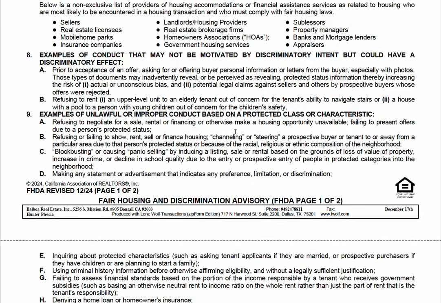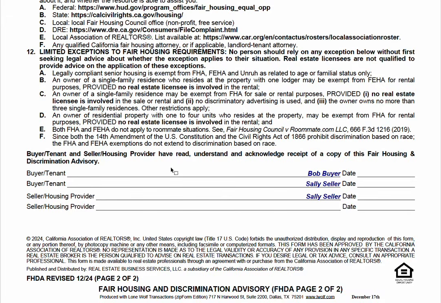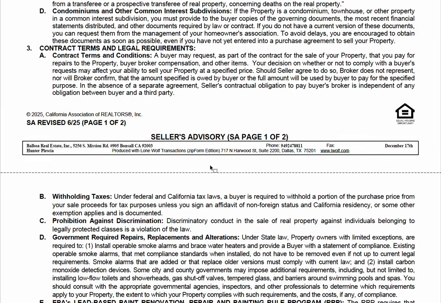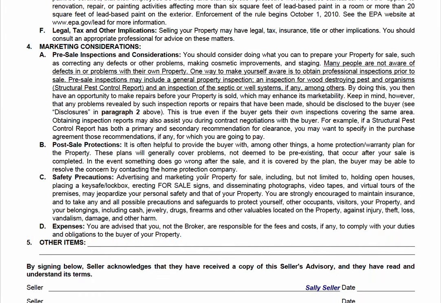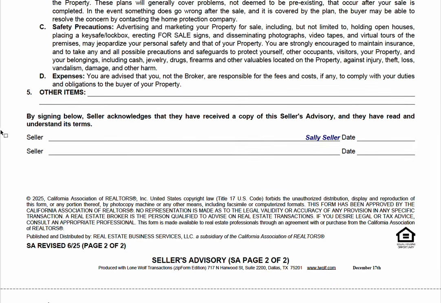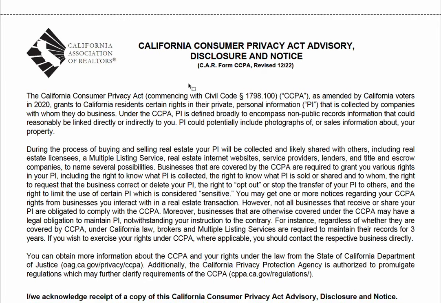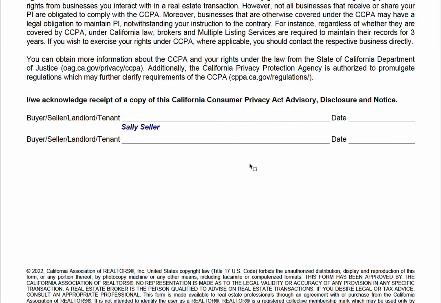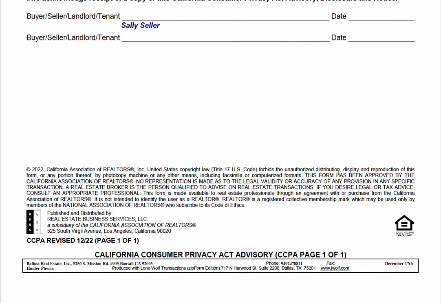Great. It's in there. We scroll through, it's 2 pages. Seller signs, we move on. Seller advisory. Okay, great. We're all good stuff. Is the seller going to read it? Probably not. But hey, we need to give this to them. All right, and they sign it. And we're almost done. We just have one more advisory about consumer privacy. Seller signs. We're done. That's it. That is the listing agreement. If you have any questions, please leave a comment. Thank you for watching.